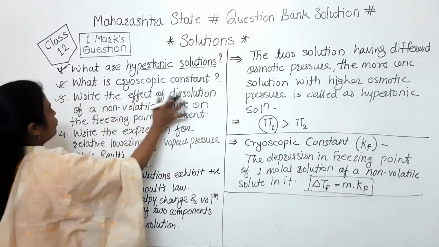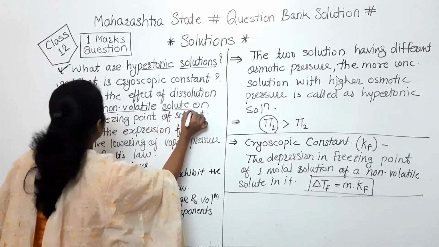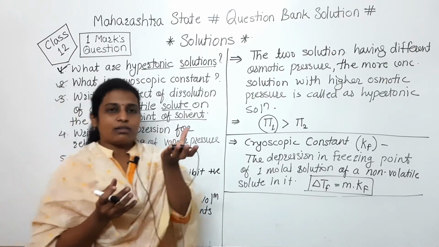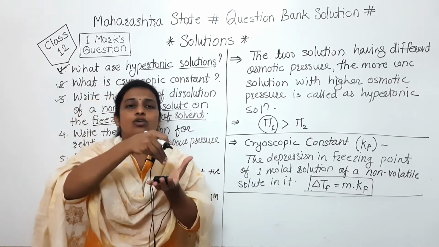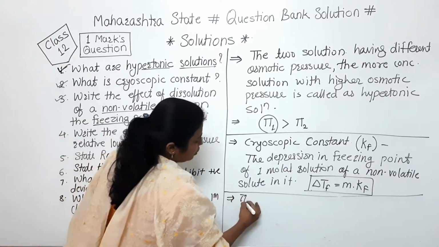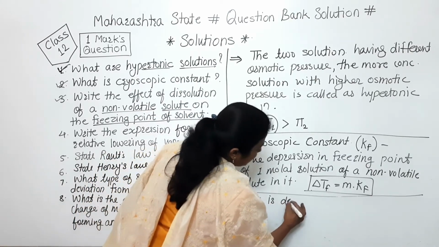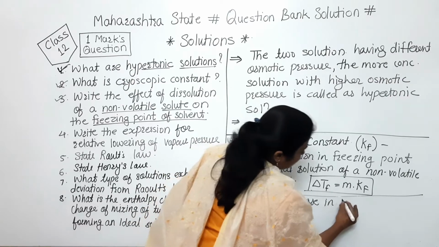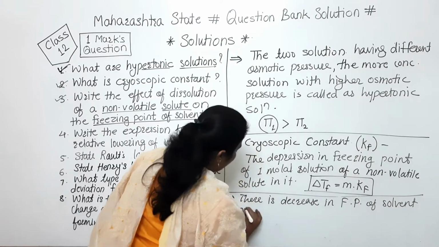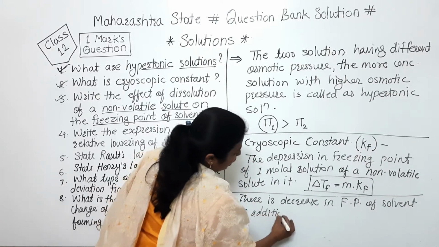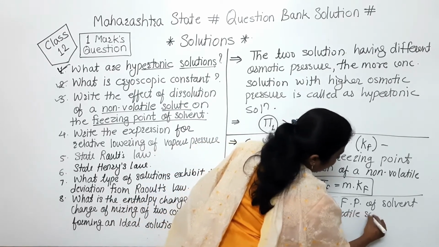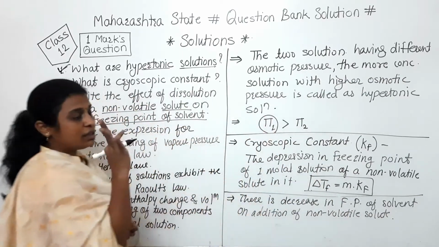Third one, write the effect of dissolution of non-volatile solute on the freezing point of solvent. Simply what we have to write, if we consider this is the solvent, in that if we are adding non-volatile solute, then what will be the effect? That effect is there is decrease in freezing point of solvent on addition of non-volatile solute. So here we have completed 3 1 mark questions.